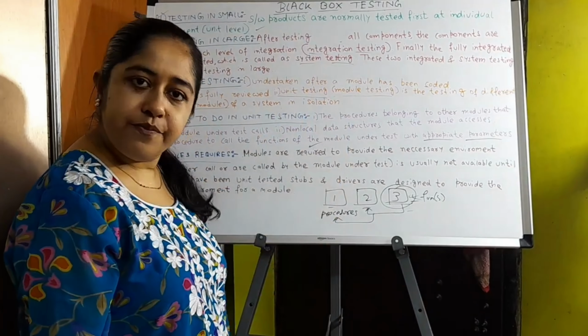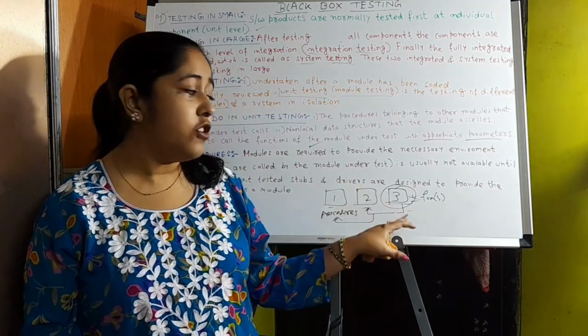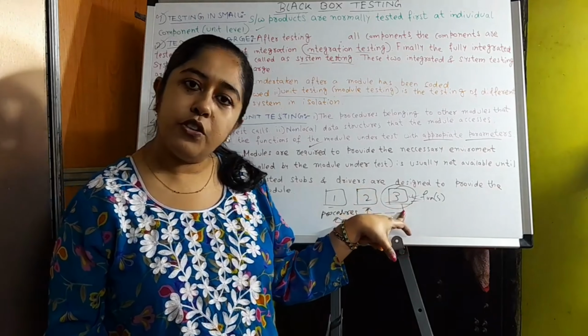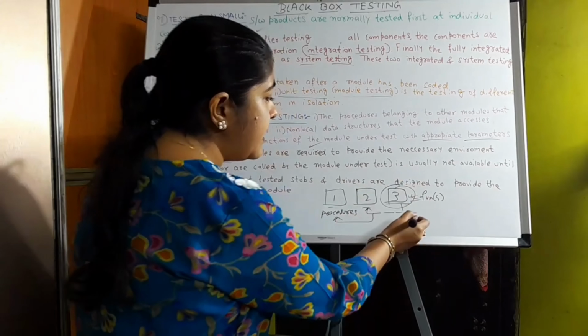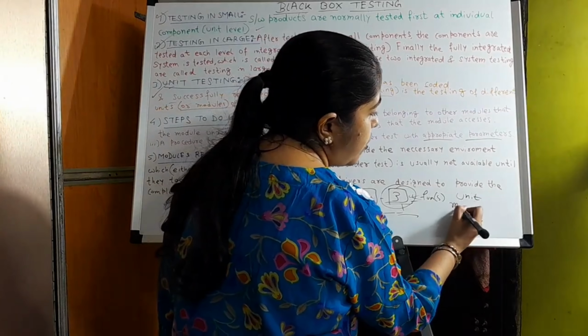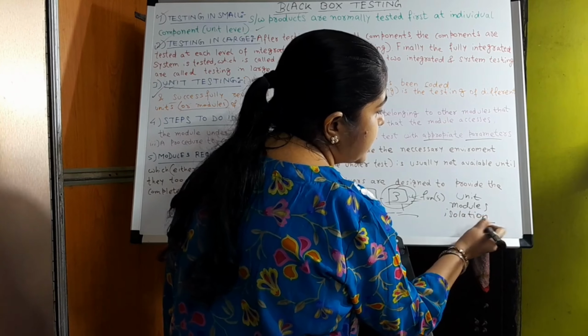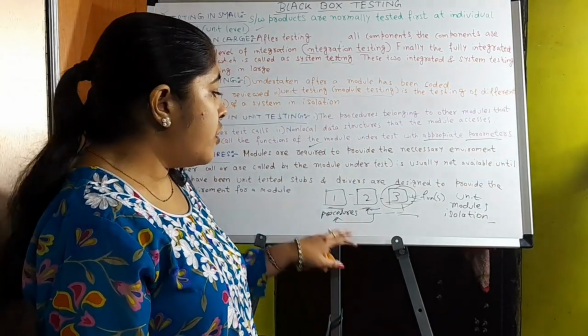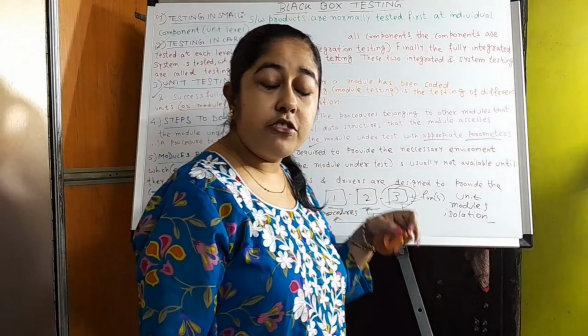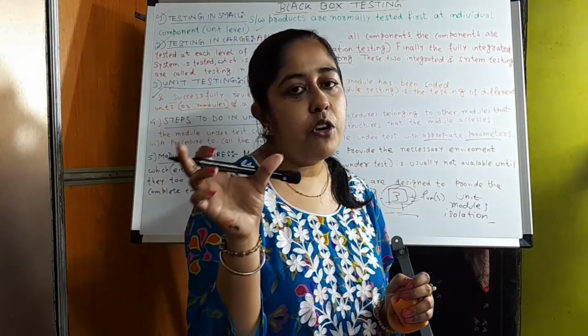Now what does a particular module require? This is a module, this is a module, and this is a module. These are known as modules. What we have seen is that these are tested in isolation. Each and every module is separately tested, because it is called unit testing, since units or modules are tested in isolation, right? So since these are tested in isolation, what does a particular unit or module require?